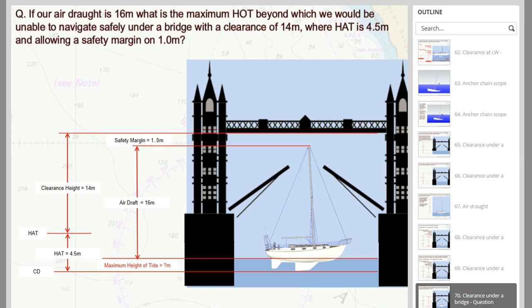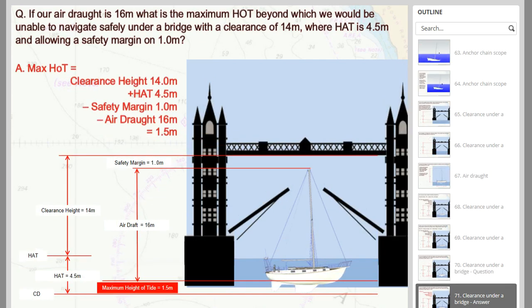If our air draft is 16 meters, what is the maximum height of tide beyond which we would be unable to navigate safely under a bridge clearance of 14 meters, where HAT is 4.5 meters and allowing a safety margin of 1.0 meter? The answer is 1.5 meters.